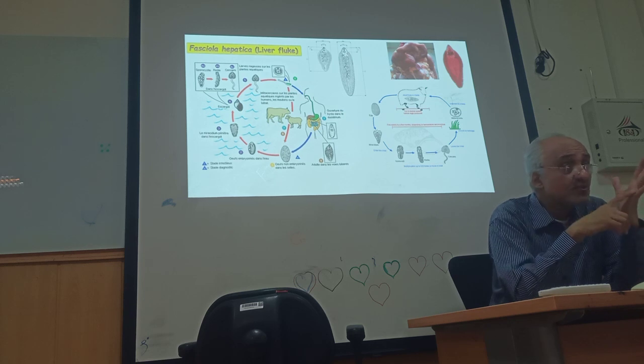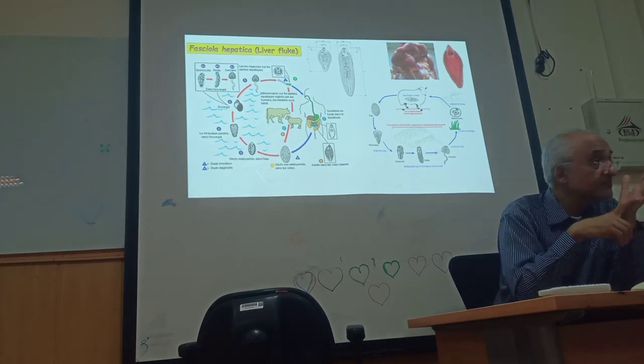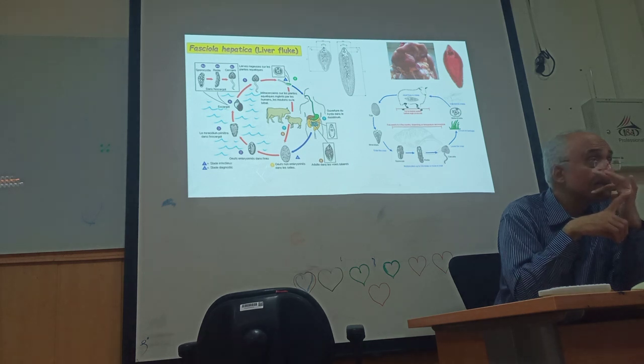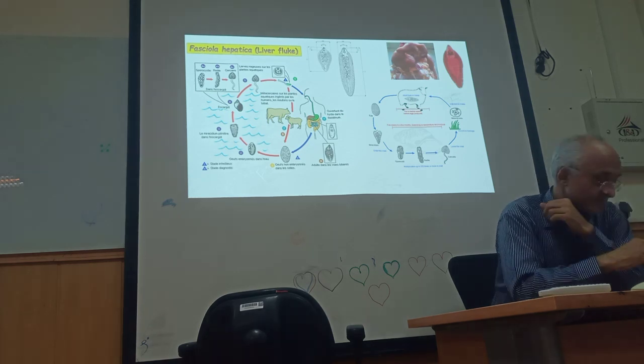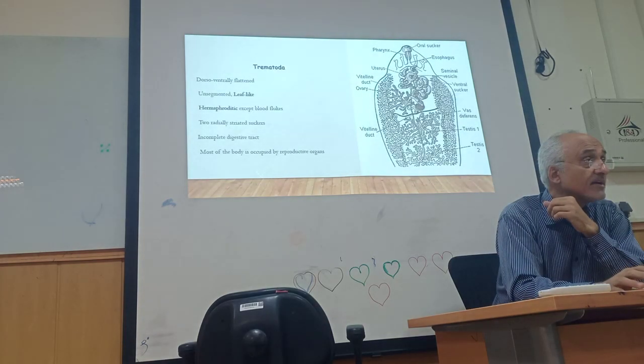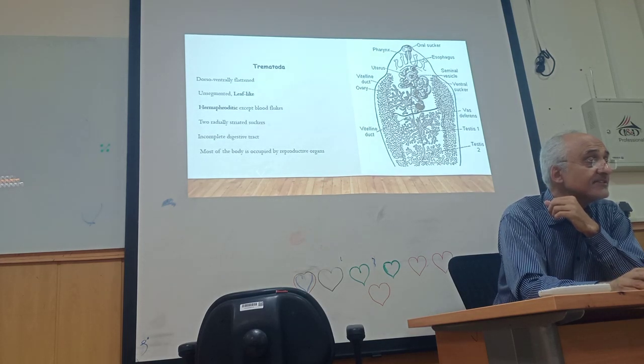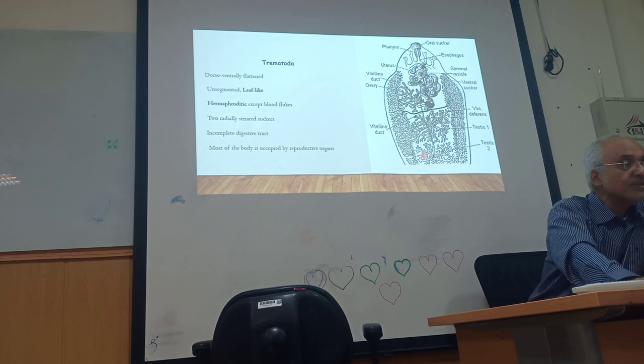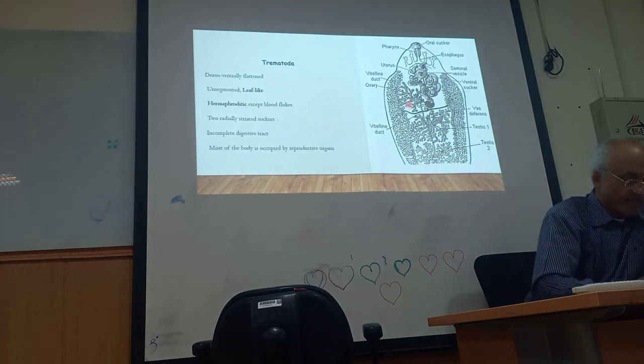Sir, what is the source of infection? Can you please explain the last line? Can you please explain again the last line? Previous Slide the complete. Last slide? Yes, sir. This one? Yes, sir. Where are the suckers in this? This is oral sucker, this is testis, branched one, and this is ovary.